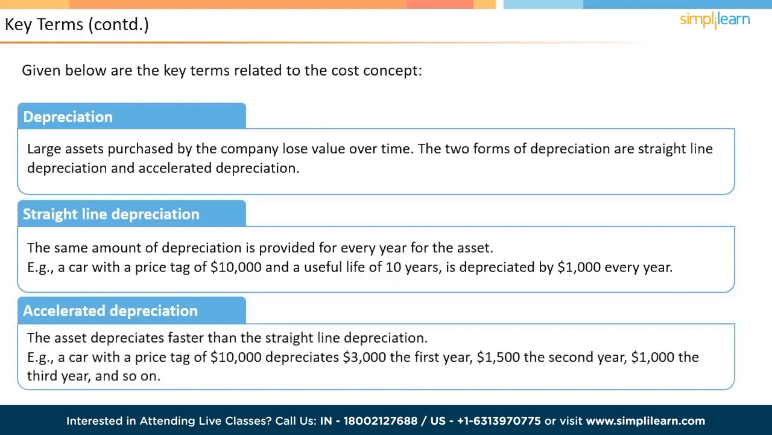Accelerated depreciation depreciates faster than the straight line depreciation. For instance, a car with a price tag of $10,000 depreciates $3,000 the first year, $1,500 the next year, $1,000 the 3rd year, and so on.